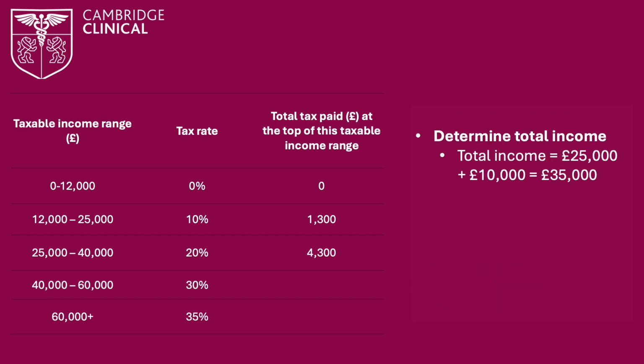The final step is to determine the total income. Since she reaches the top of the second bracket at £25,000 and then has an additional £10,000 of income in the third bracket, Jasmine's total income is simply £25,000 plus £10,000, which is equal to £35,000.